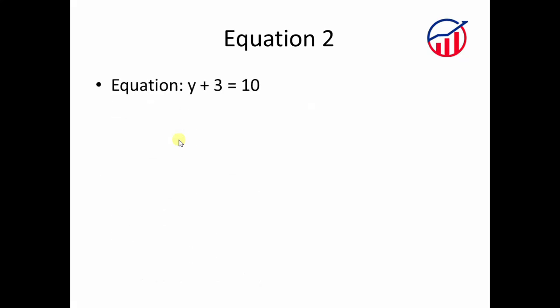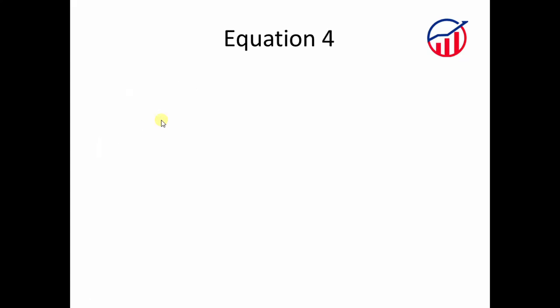Next equation, you have y plus 3 is equal to 10. Similar to this, y is going to be 10 minus 3. So you get y is equal to 7. Next equation we have 6 is equal to z plus 2. So what we are going to do, transpose this over here. So you have 6 minus 2 is equal to z. So z is equal to 4.